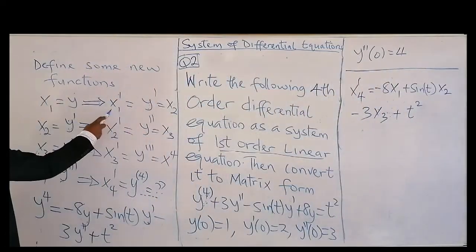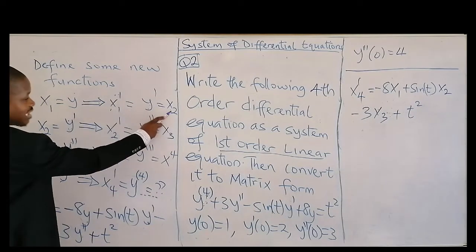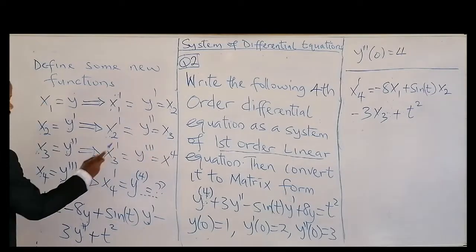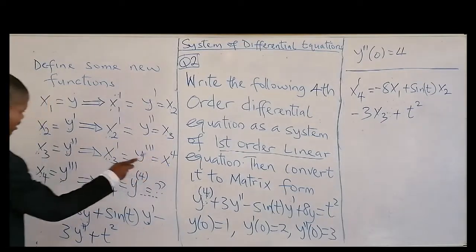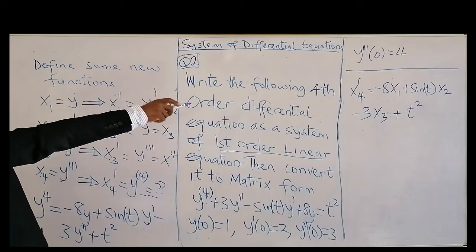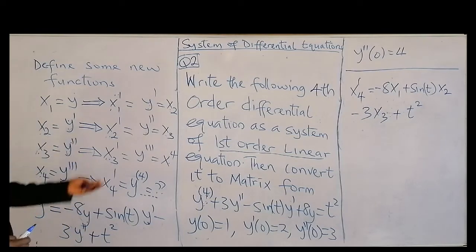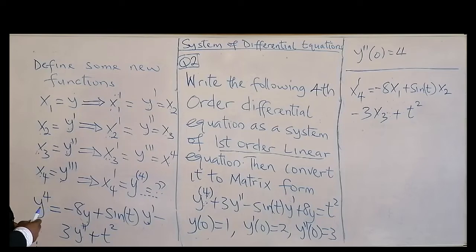x1 prime, the linear first order, is equal to x2. x2 prime is equal to x3. x3 prime is equal to x4. Then x4 prime is equal to that expression. And these are the equations in first order linear form.